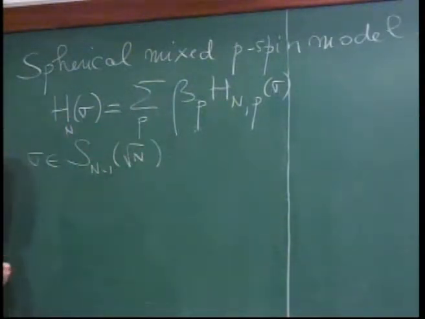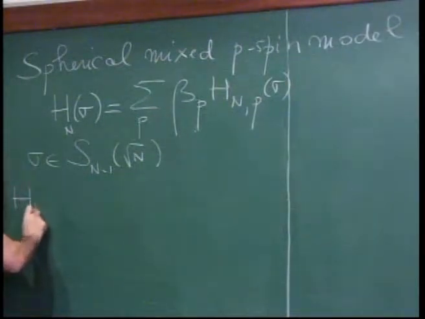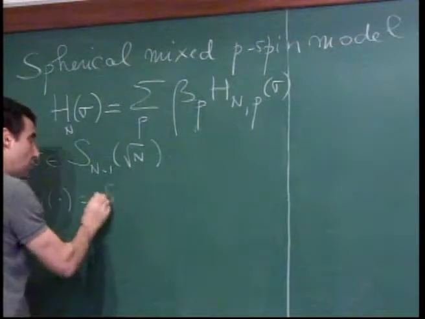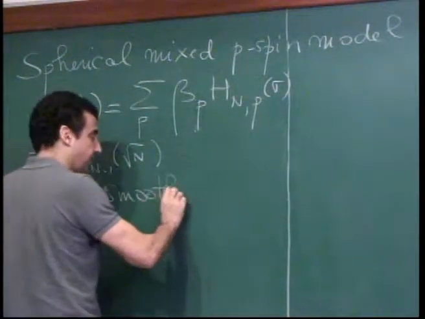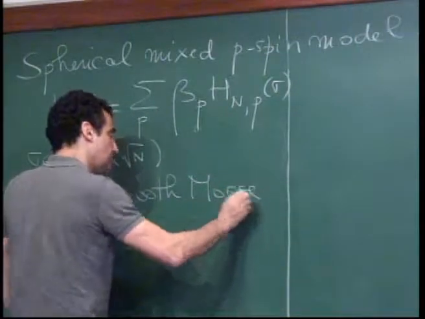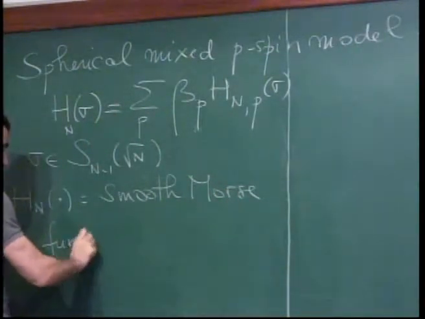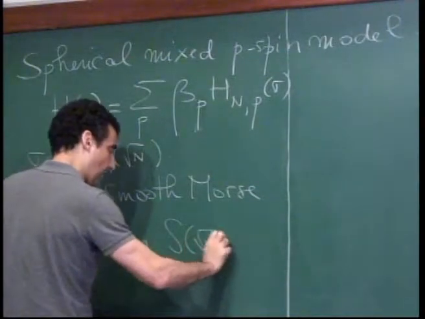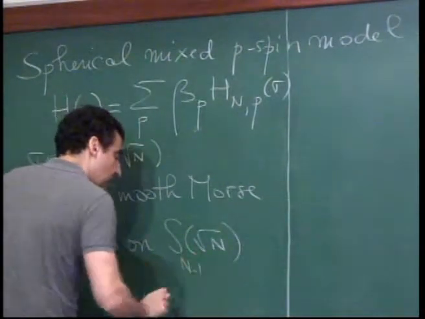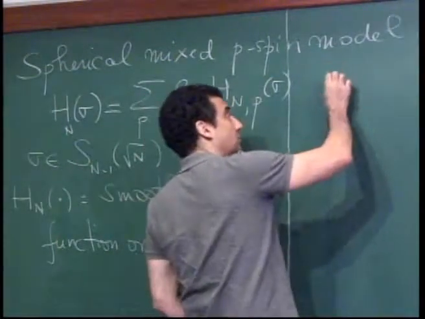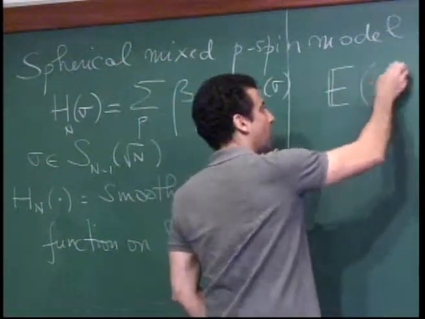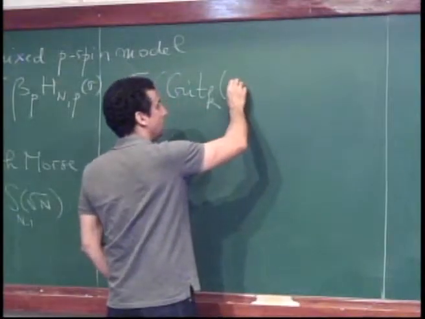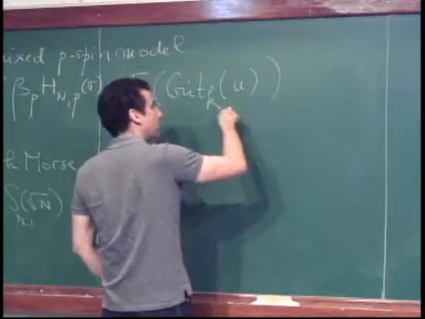This is a smooth function on the sphere, so H_N should be looked at as, in fact, a smooth Morse function on the sphere. So we can count. I look at it like this: a smooth random Morse function on the sphere. And so I want to compute the following: the expectation of the number of critical points of index k below a level u. So remember what that is.